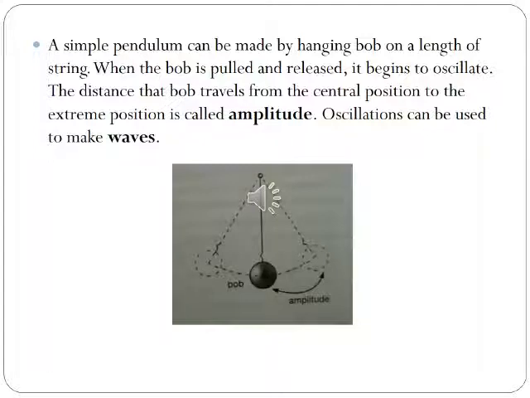In this diagram, you can see that a bob is hanged to a string of length L. When the bob is pulled and then released, it travels a distance. This maximum distance that the bob travels from the central position to the extreme position is called amplitude. Oscillations can be used to make waves.